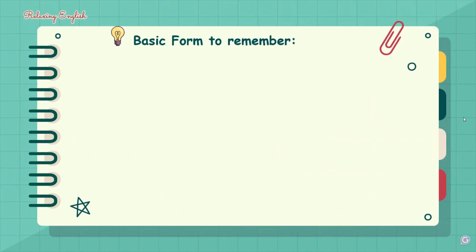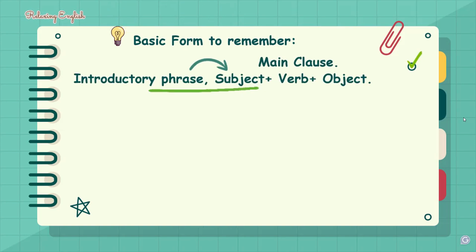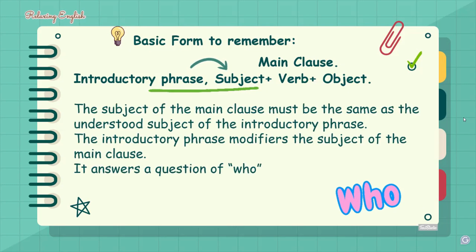And here is the basic form for you to remember. We have an introductory phrase that modifies the subject in the main clause, or sometimes we call it a dangling modifier phrase. The subject of the main clause must be the same as the understood subject of the introductory phrase, and the introductory phrase modifies the subject of the main clause. It answers the question of who. Who does that action? So it modifies the subject in the main clause.